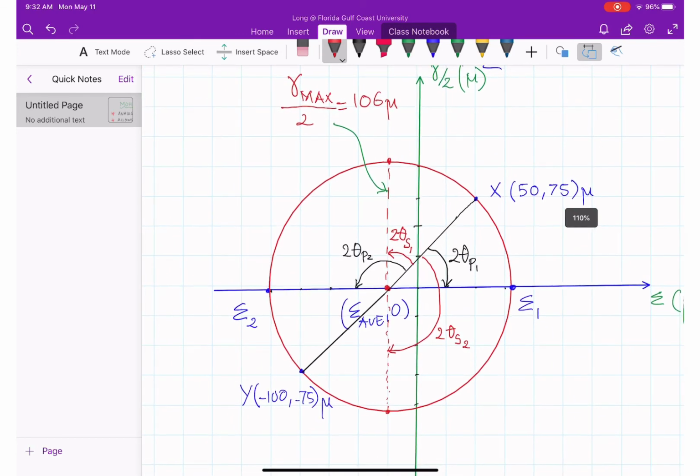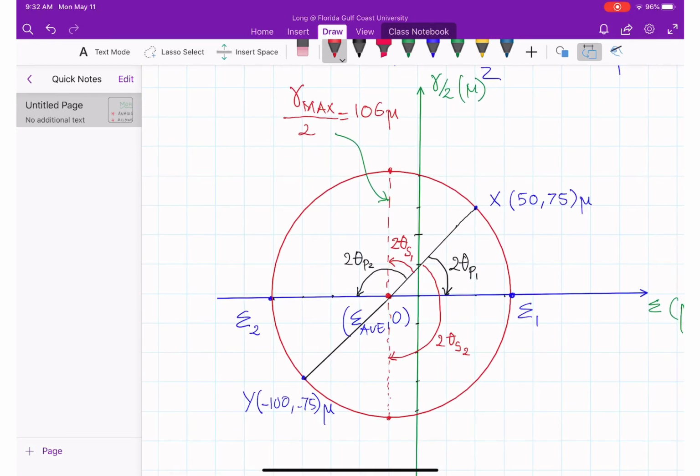So the principal normal strain, or in the previous lesson the principal normal stress, and the other plane that has the maximum shear stress in the previous class, or the maximum shear strain in this class, those two added together are always 45 degrees. For example here, theta p1 plus theta s1 equals 45 degrees. With that, we are done with the Mohr circle.